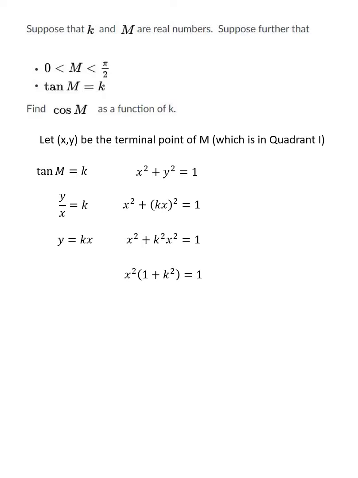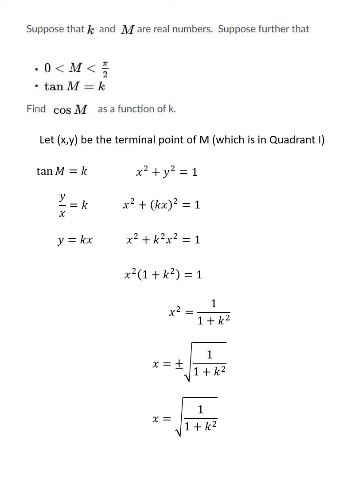I'll pause while you process that. The reason I factored out an x squared is because in order to solve for x, I could now divide both sides by 1 plus k squared. And then applying the radical property, I found two possibilities for x, a plus and a minus possibility. But remember, m terminates in quadrant 1. Therefore, the x-coordinate is positive. And since the x-coordinate is positive, the plus or minus symbol is going to turn into just a plus.